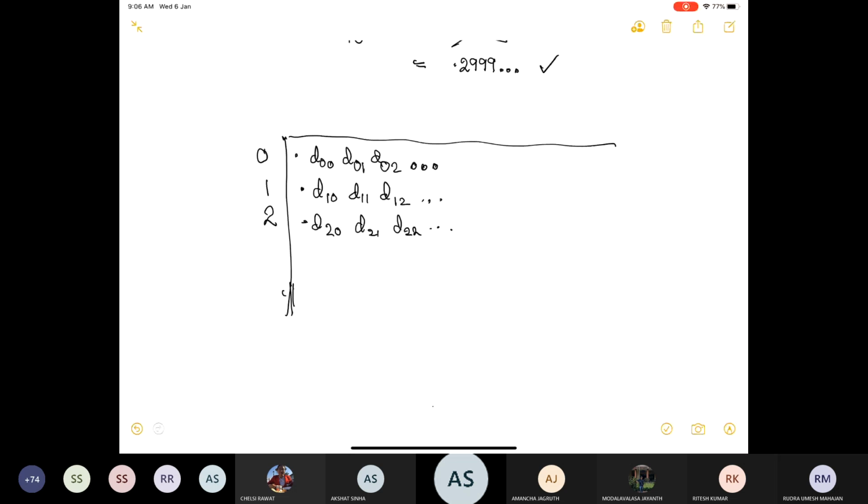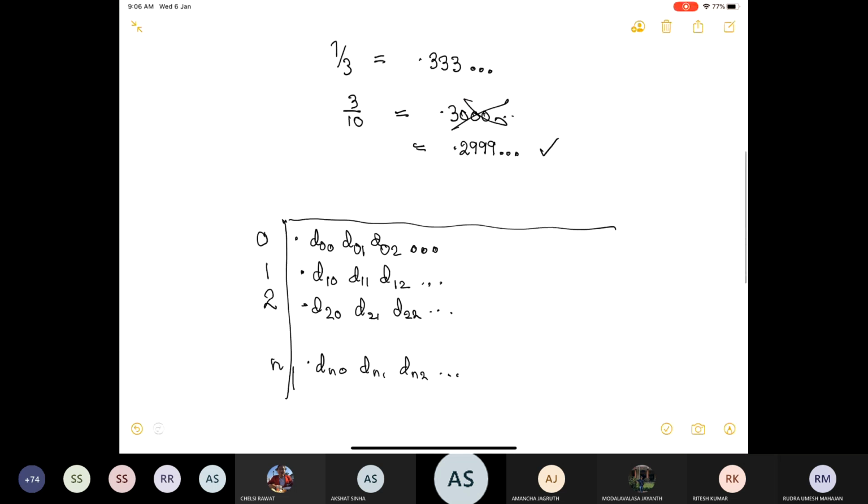For the nth, for the row n, you will have dn0, dn1, dn2, and so on. And by the way, this holds for all real numbers in this interval, 0, 1, whether they're rational or irrational. Okay? Because every irrational number can also be expressed as an infinite decimal expansion. Okay? So we use that fact, right?